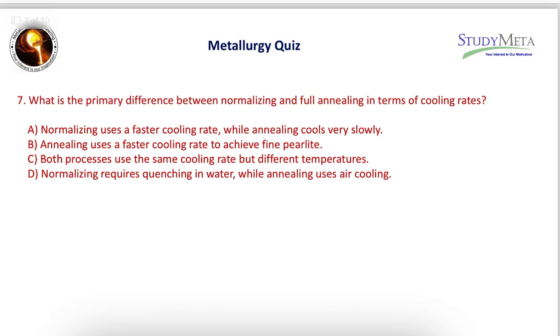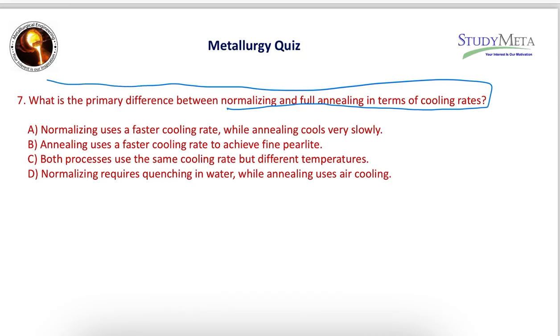What is the primary difference between normalizing and full annealing in terms of cooling rate? As we know, in terms of cooling rate, annealing has the lowest cooling rate, then normalizing, then hardening. Based on that, if you look at the options here, normalizing uses a faster cooling rate while annealing cools very slowly, which is correct here. The other option, annealing uses a faster cooling rate, is wrong.